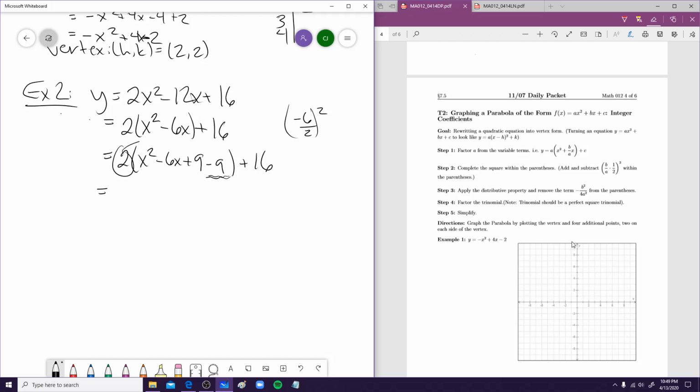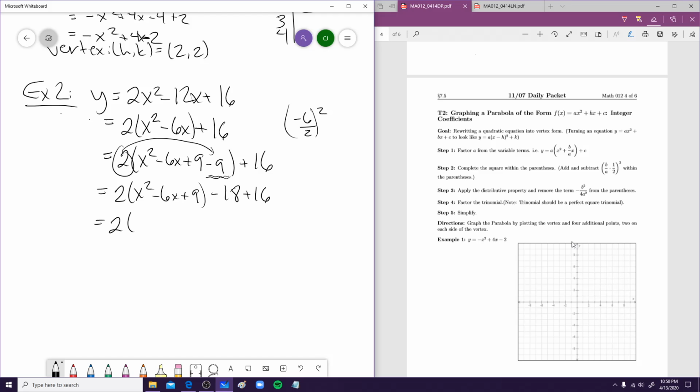We're going to take this 2 and multiply it into negative 9 to kick it out of our parentheses. So this is going to be 2 times x squared minus 6x plus 9. And then 2 times negative 9, that is negative 18, plus 16. Right? So now, steps 4 and 5, I'm going to factor and simplify.